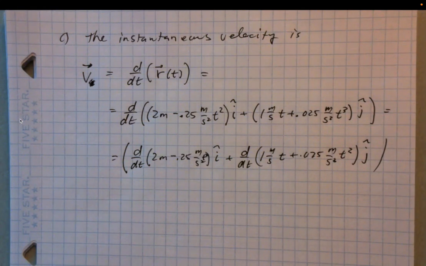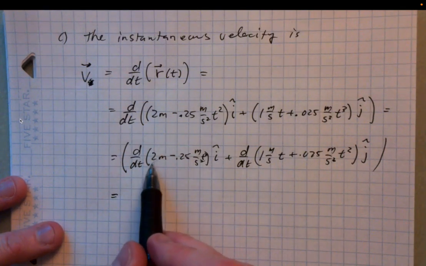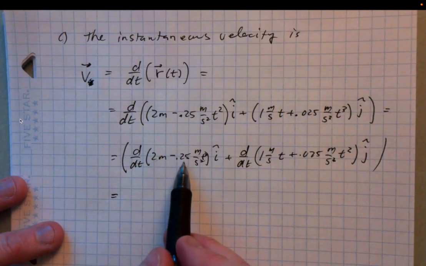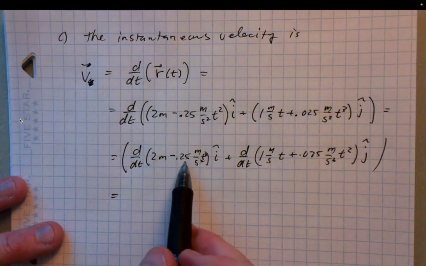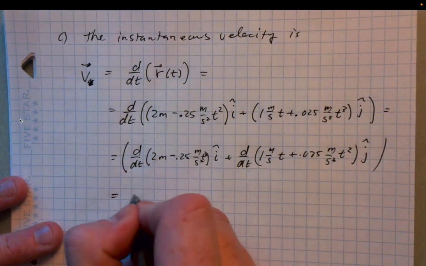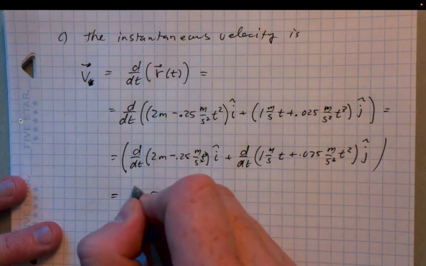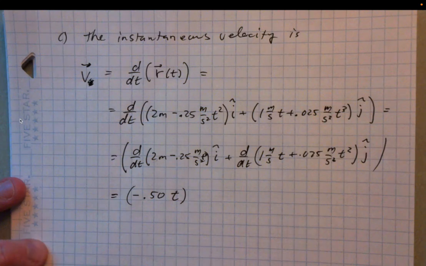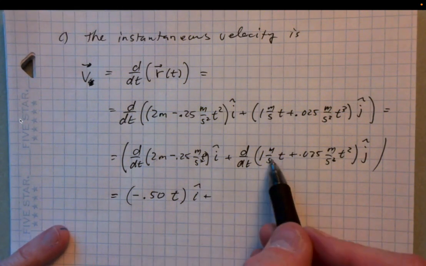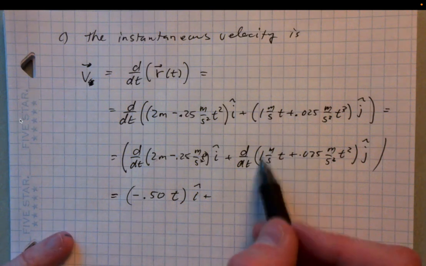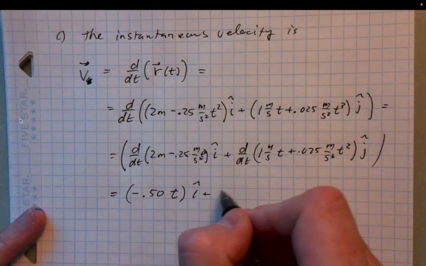Right, and can we differentiate all of this? You bet. So this is a constant, so the derivative is going to be 0. Here we've got 0.25 times t squared, so we're going to end up writing 0.5. And so this will be negative 0.50 t, and that's the i hat. And then plus, now over here I've got 1 meter per second times t, so if we differentiate that with respect to t, we just get 1 meter per second.